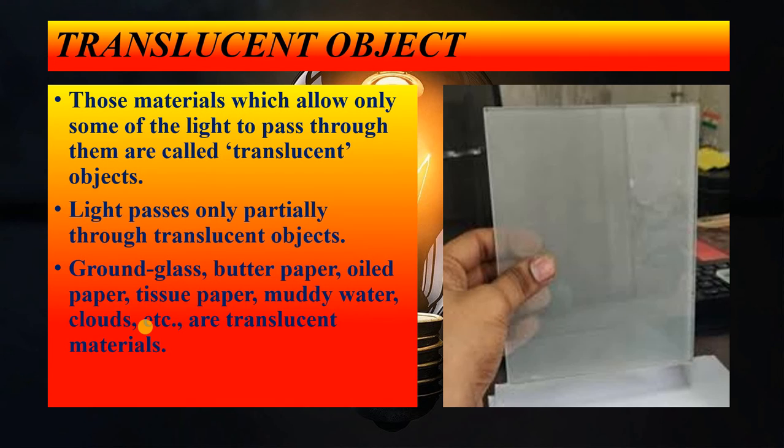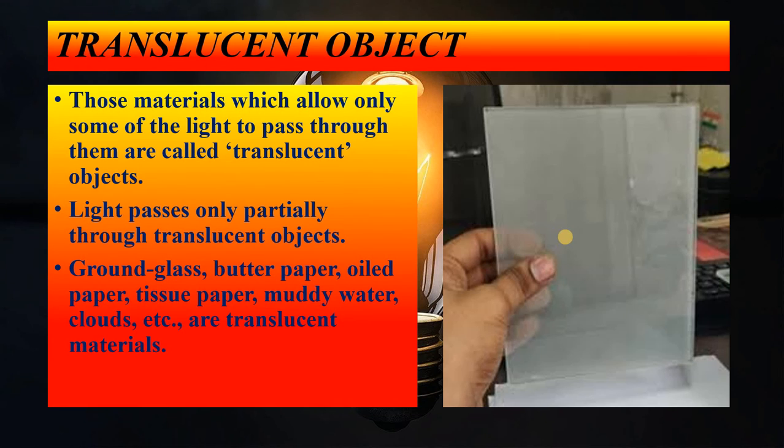Now we cannot see clearly through a translucent material. For example, if we look at a burning candle through a piece of ground glass, here in this picture you can see this is a ground glass. Now if there is a candle flame on the other side, you can only see the dim light of the candle. You can neither see the candle itself nor the candle flame clearly through the ground glass.